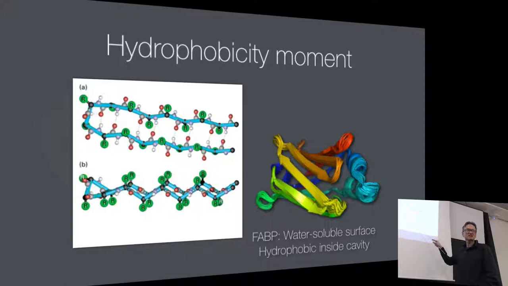We can take the fat, bind it on the inside, now it's water soluble, we move it to the place where it should be, and then we release it. And this is how a large part of the fatty acid transport in your body works.